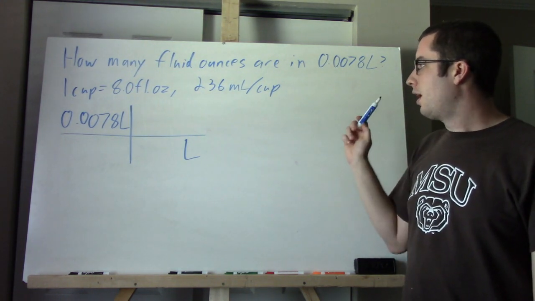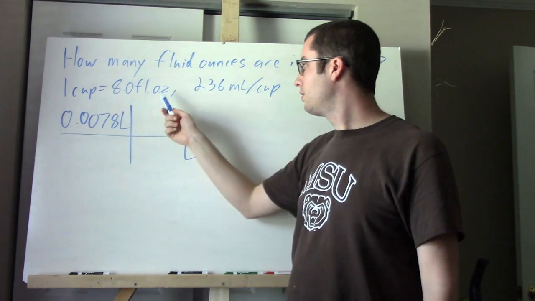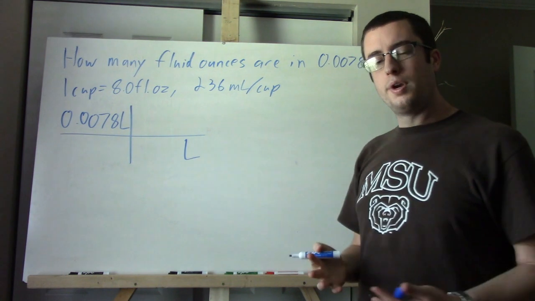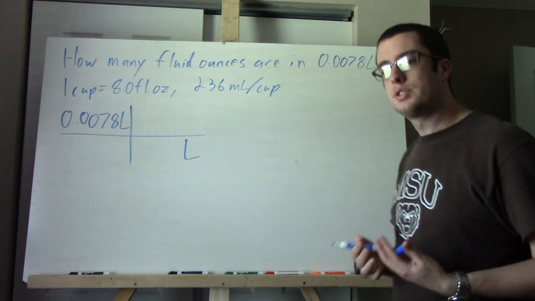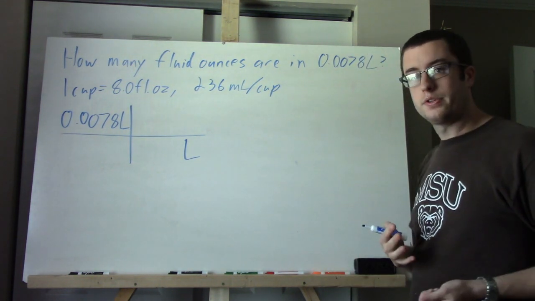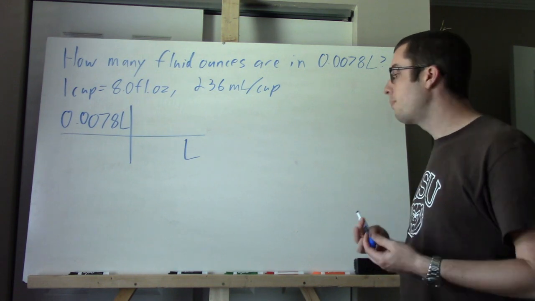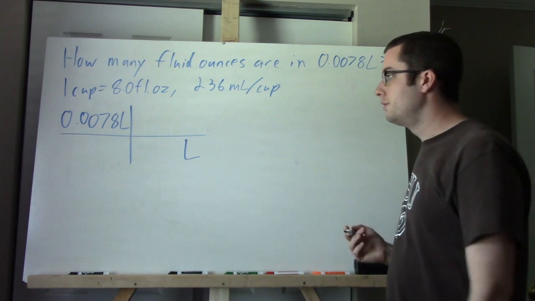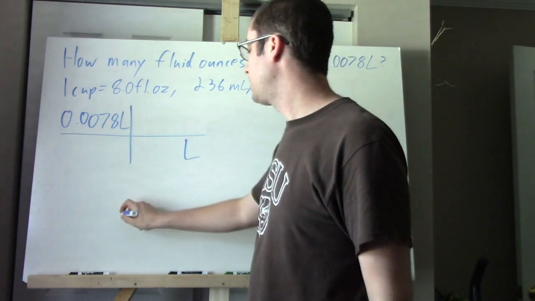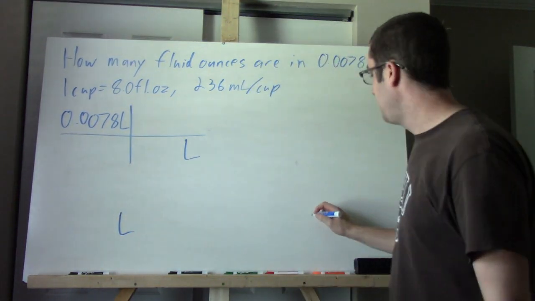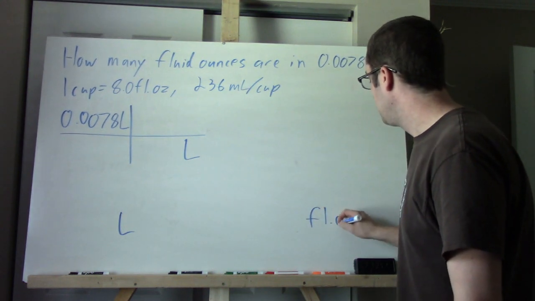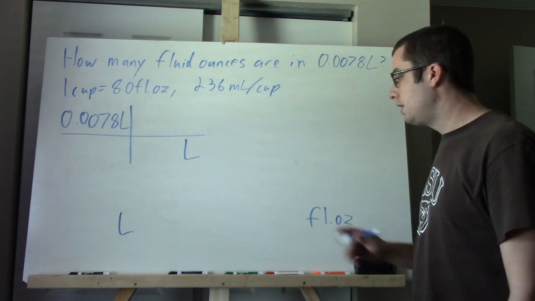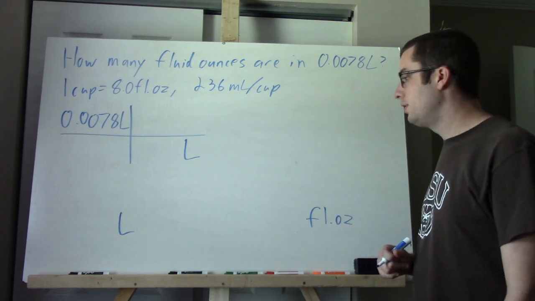So I can see that there are cups, fluid ounces, milliliters, and then cups again. Whenever you have something a little trickier like this, it can be helpful, especially when you're first starting, to make a sort of roadmap of where you're starting and where you need to end. So I know that I'm starting at liters, and that I somehow need to end at fluid ounces. So I need to figure out what goes in between those.